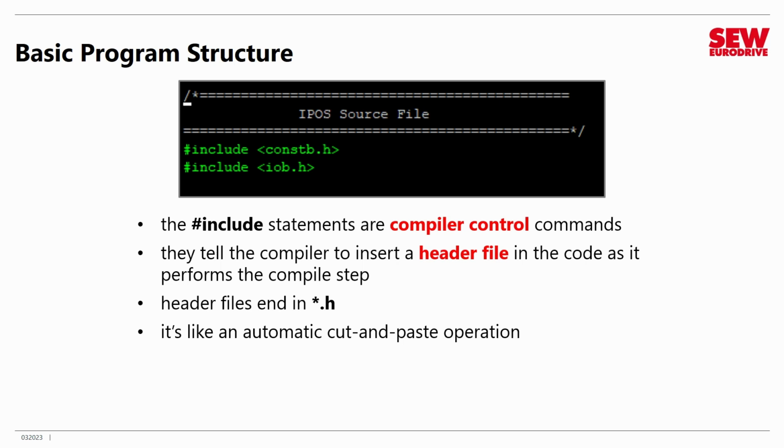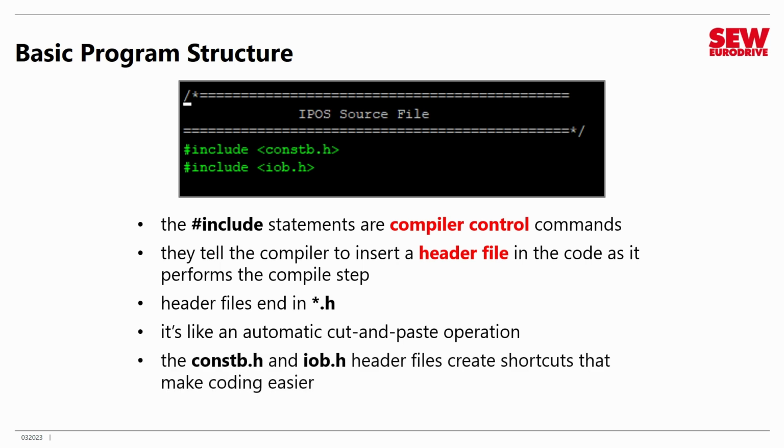And in this case, constant b.h and iob.h are two very important files that should be in all IPOS programs, because what they do is they put a lot of information in there that makes your life easier. These create shortcuts that make coding easier. Remember in our last module, I said that the system variables have names. Well, where do those names come from? They're in these files. So these are creating shortcuts to make your life easier. So you always want to include them in your code. So put them in all your programs, life will be good.